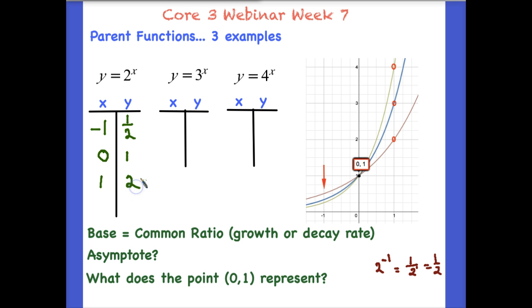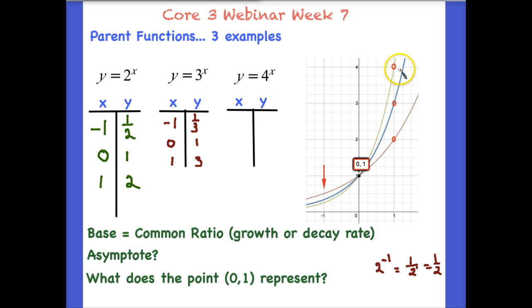So notice this key relationship here with 2. At negative 1, it's going to be 1 over the base. At 0, it's always going to be 1. Notice how these all go through 0, 1. And at 1, it's always going to be the base, 2. So if I look at it from the perspective of 3 to the x, then it's pretty easy to fill out, right? If I start with -1, then I know it's going to be 1/3, because it's always going to be 1 over my base. When I put in 0, that's always going to be 1. And when I put in 1, I'm always going to get my base exactly. So see how easy those are to graph?